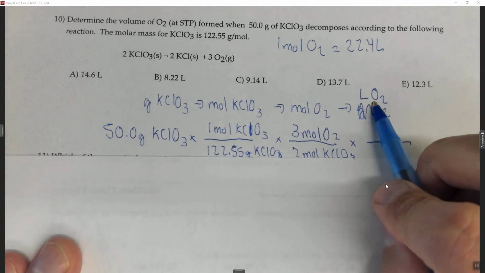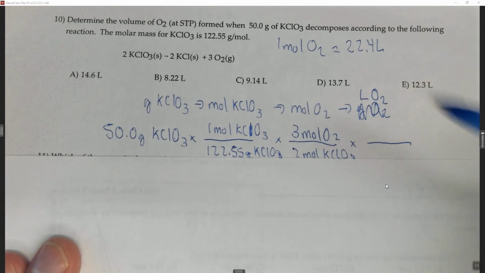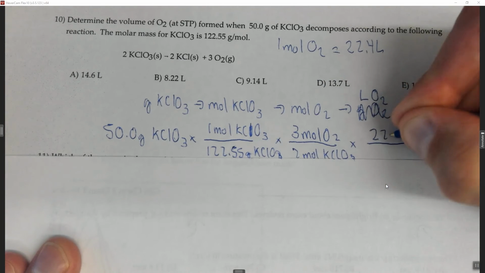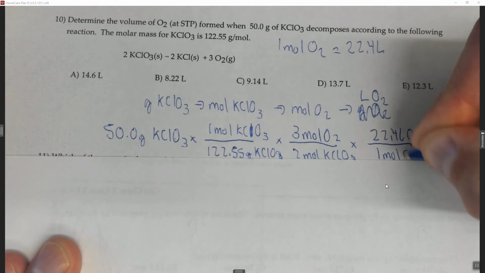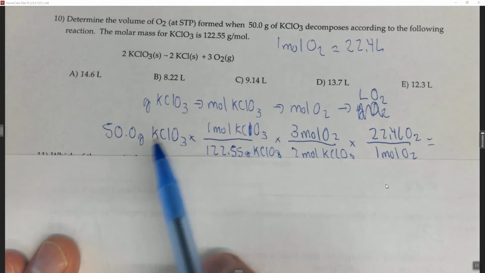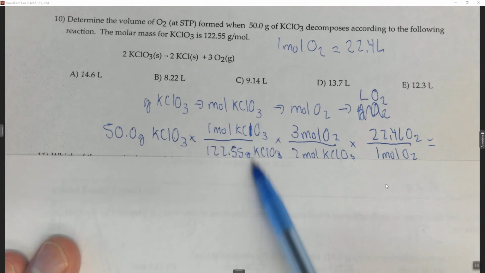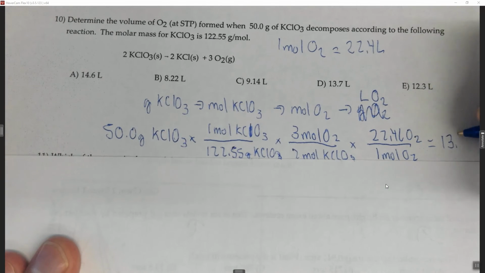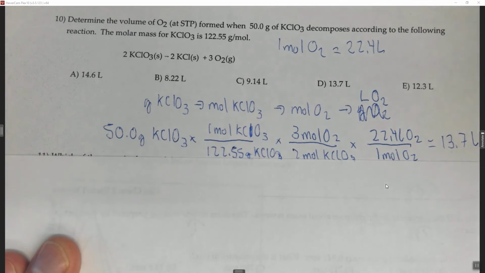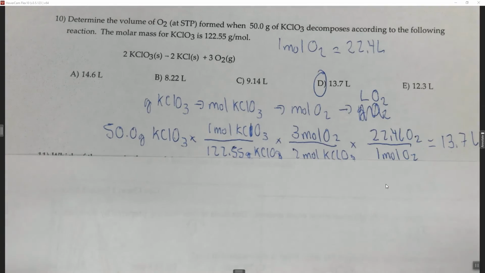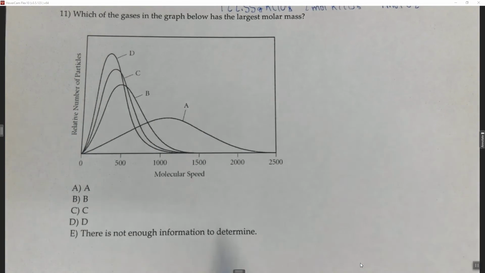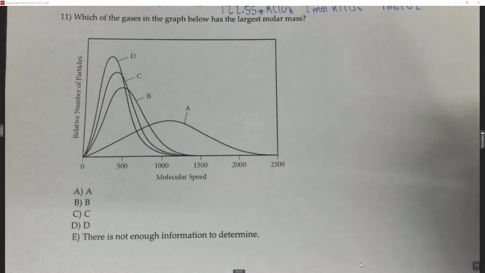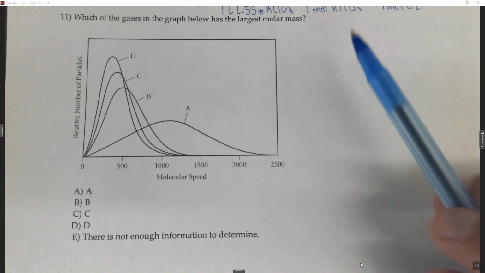We're now going to convert to liters of oxygen using this new information from the gas law chapter, which is 22.4 liters of oxygen is equal to 1 mole of oxygen. When you do all of this math, multiply by the top, divide by the bottom, you get 13.7 liters of oxygen, which is choice letter D. All right, number 11 says, which of the gases on the graph below has the largest molar mass?